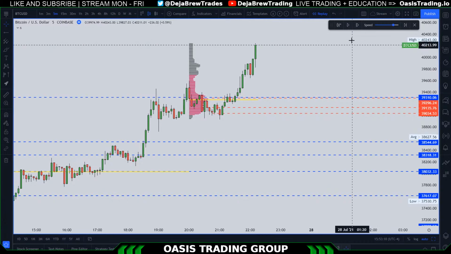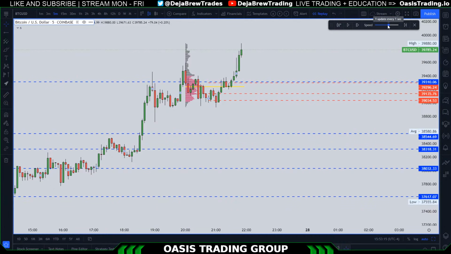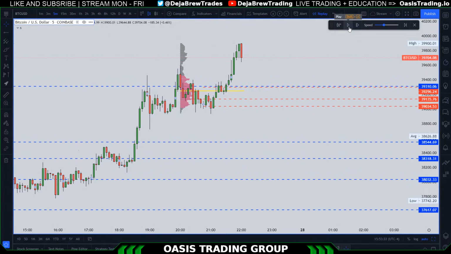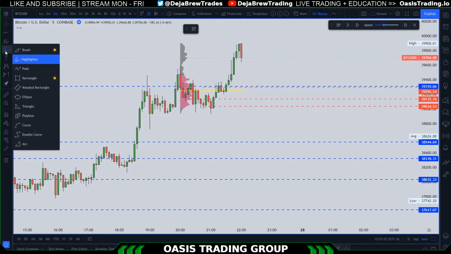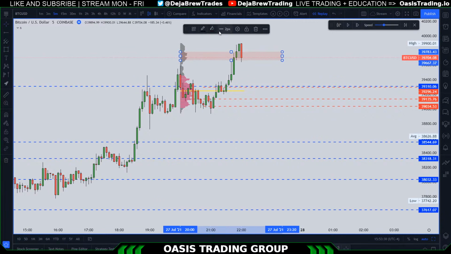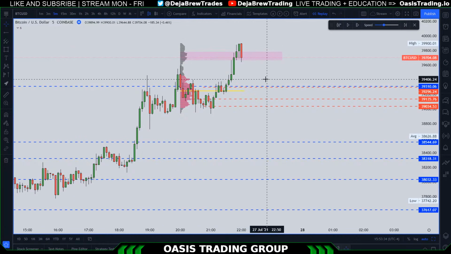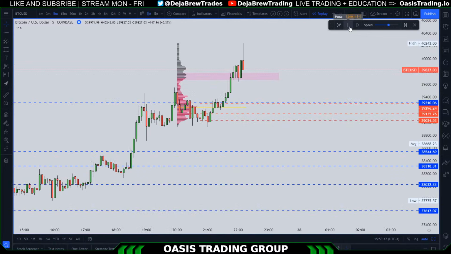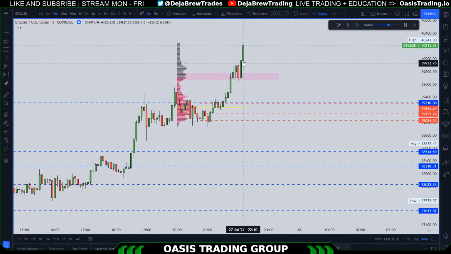Okay, let me go back a little bit. I paused it a little late. Let's slow this down. Okay, you see how this node is starting to form? We're starting to form a nice node right here. Pay attention to that. Let's speed this up a little bit. And then we bounced off of it, so very bullish.